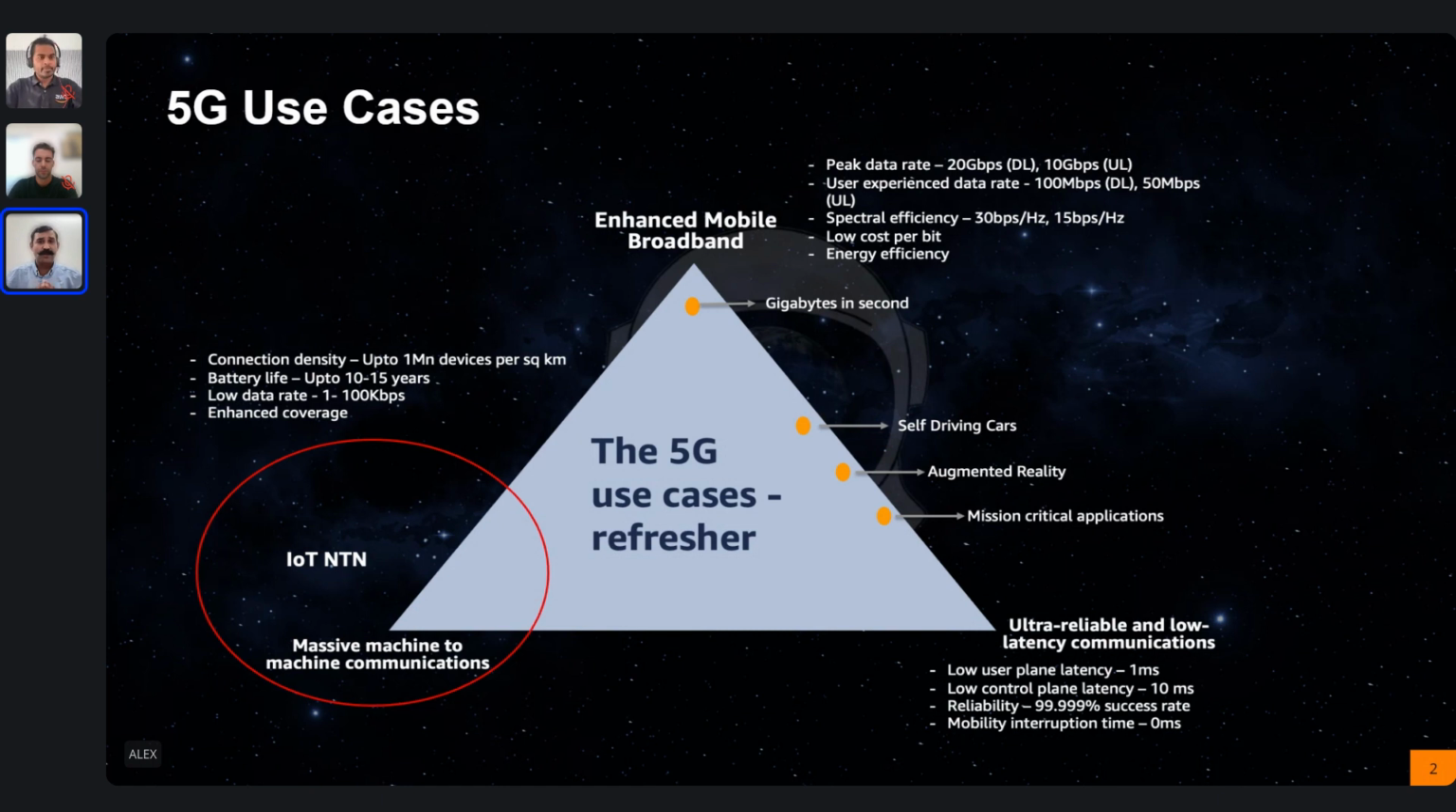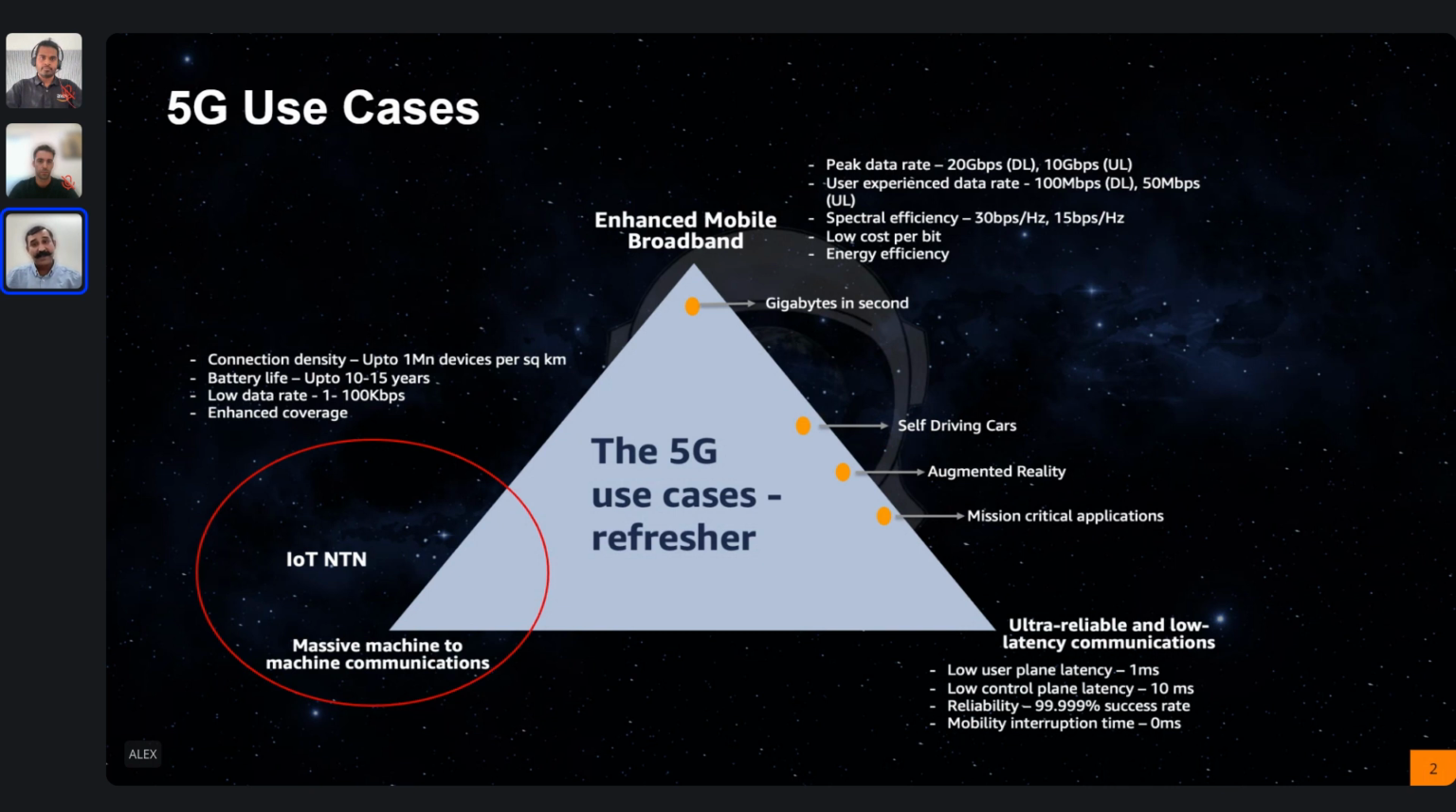We are also considering the parameters for spectral efficiency. In mobile broadband cases, we can experience a low cost per bit, and most of all, energy efficiency is very vital in this case. In a nutshell, we are talking about gigabytes in seconds for this use case.